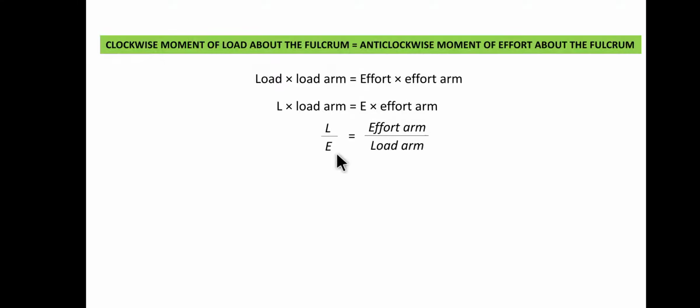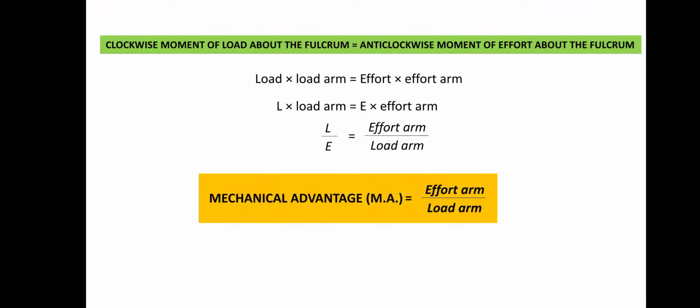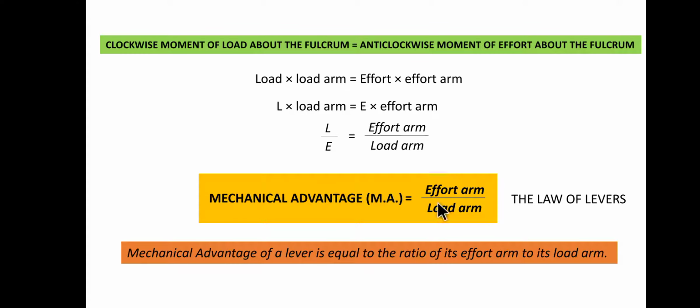Now we know that L by E is represented as mechanical advantage. So we can write mechanical advantage is equal to effort arm by load arm. So mechanical advantage, MA, which is equal to effort arm by load arm, is also called the law of levers. So this means that the mechanical advantage of a lever is equal to the ratio of effort arm to its load arm. This is the statement that we get from this expression.